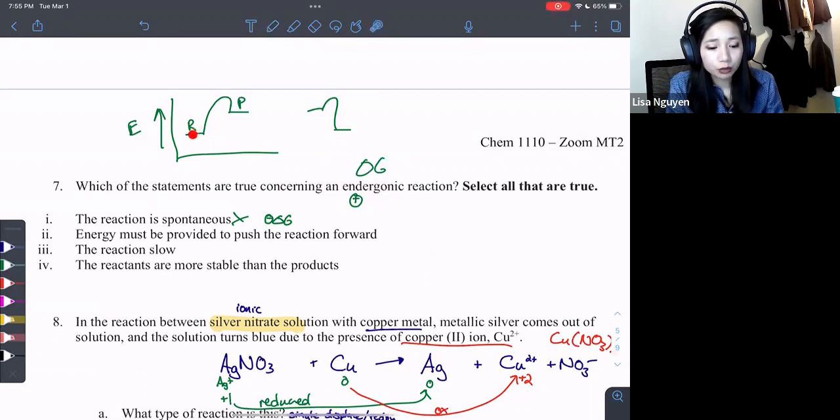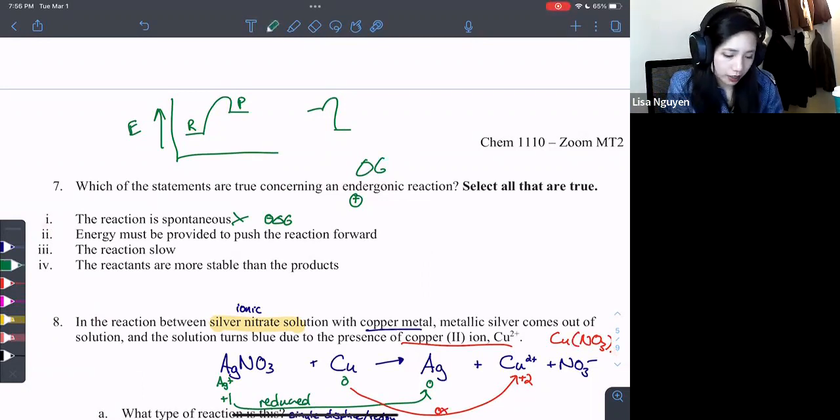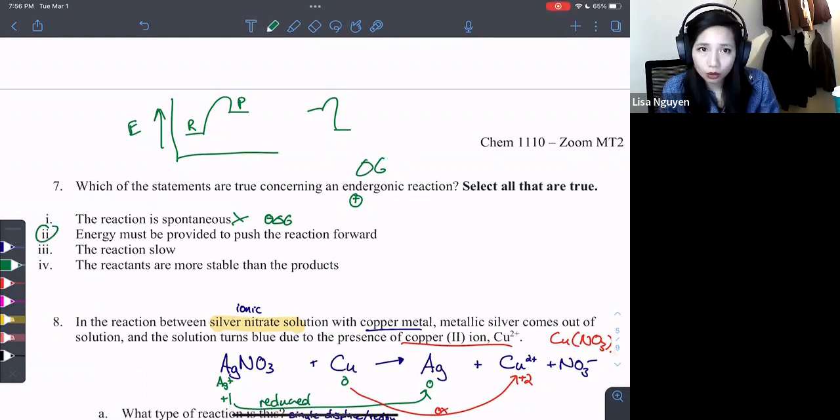Energy must be provided to push the reaction forward. That's true, because the reactants are lower in energy than the products. You got to give it energy. You have to push a ball up a hill in order to get it up the hill. So 2 is correct. The reaction is slow. This is kind of a trick question, because energetics is not related to reaction kinetics at all. You can have spontaneous reactions, but they're really, really slow. So 3 is not correct, because delta G is not related to reaction kinetics.